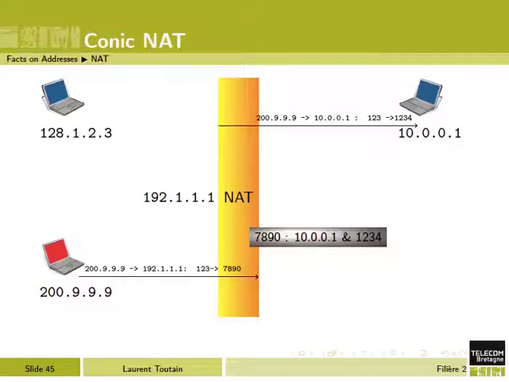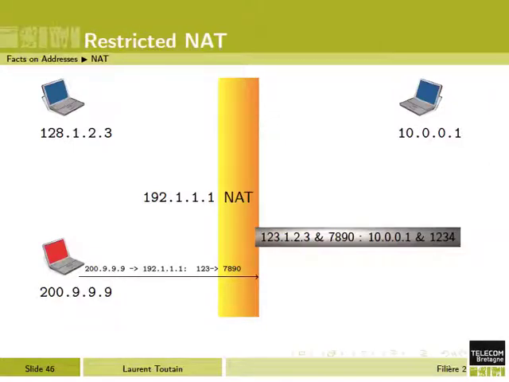That's very useful to run SIP, because with SIP I'm expecting incoming calls. And using this kind of conic NAT, it's possible to have incoming calls. But it's not so secure. So the large majority of NAT is restricted NAT. And what is a restricted NAT? It means that I do a mapping not only with the port number, but also with the source address.